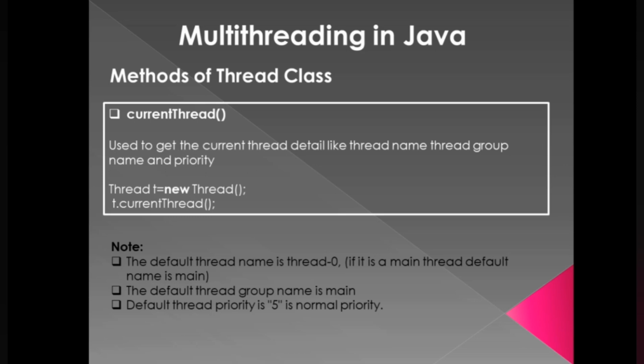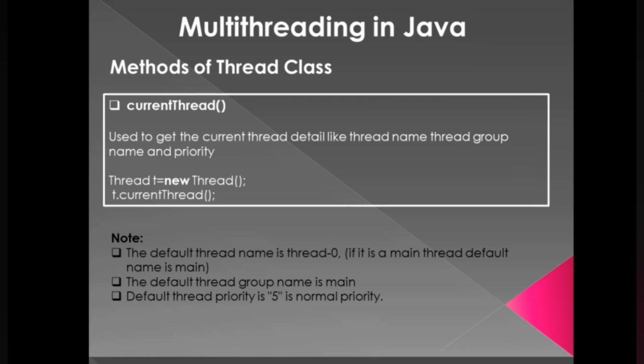So these are some of the notes. Please note this. The default thread name is Thread-0. If it is the main thread, the default name is main. The default thread group name is main. The default thread priority is 5, which means normal priority.